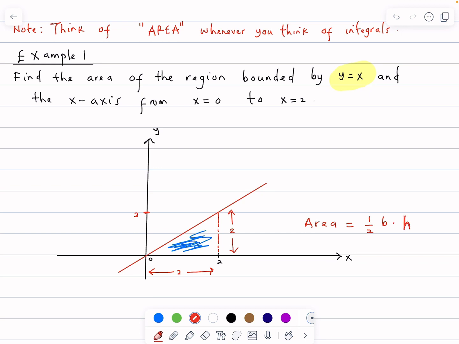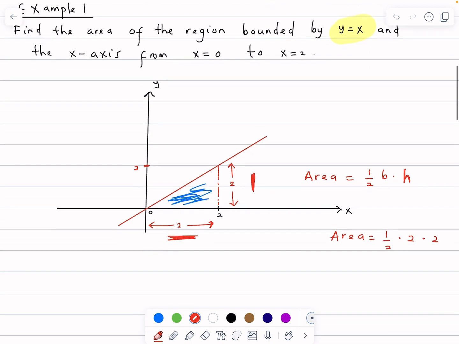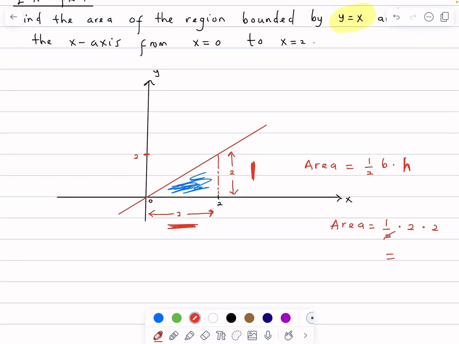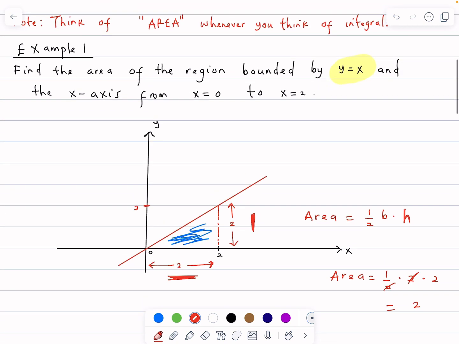So the base here is what? The length of the base is 2. So the area of that region is just going to be half times 2, the height is also 2, times 2. We cancel the 2, and the answer is just 2. So the area is 2.